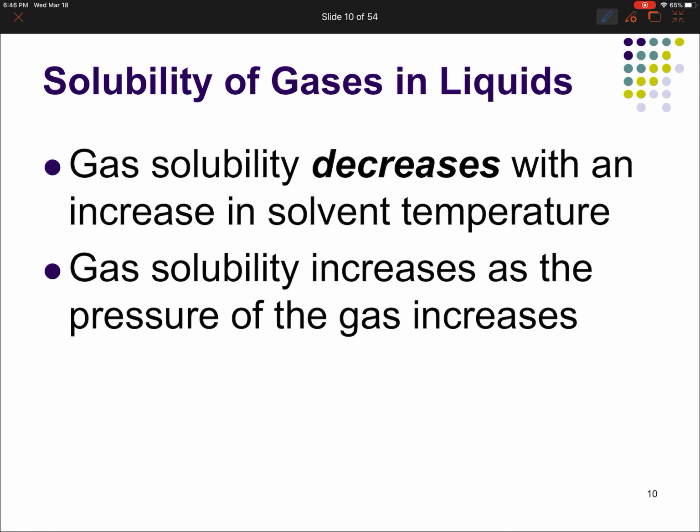Okay. So this is what I was talking about with the gases. So solubility of gases in liquids. Gas solubility decreases with an increase in solvent temperature. So this is what I was talking about, opening a soda on a hot day. More gas escapes. Okay. Gas solubility increases as the pressure of the gas increases, okay? So solubility increases as pressure increases, okay?